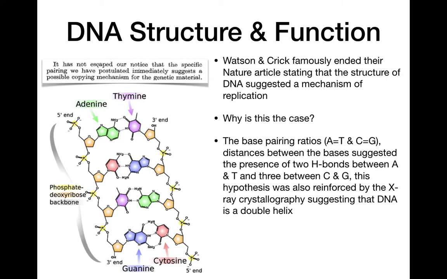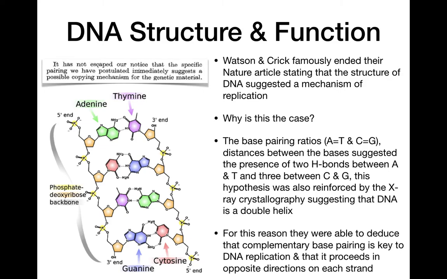Because we have equal ratios of A and T, equal ratios of C and G, and the distance between them suggesting these hydrogen bonds, this is reinforced again by the double helix from the X-ray crystallography images, that it's bound together, the two helices matching up with these ratios of bases. For this reason, they could figure out that DNA had complementary base pairing, which is key to DNA structure and which we know is true, and that it proceeds in opposite directions on each strand. That's part of how the double helix has to work.